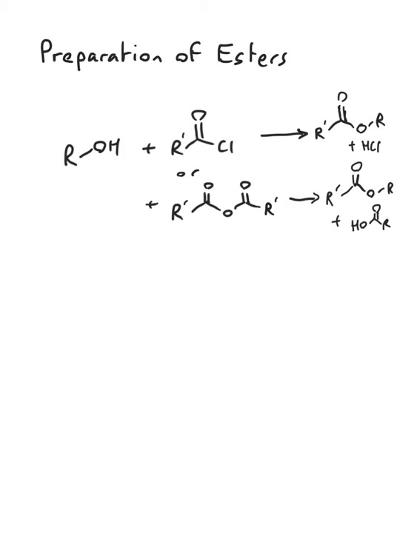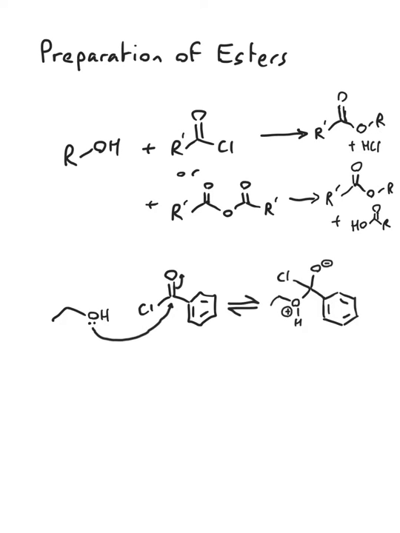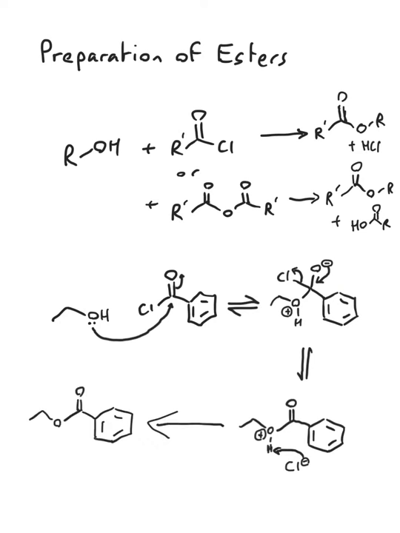Although the mechanism is very similar for both, we'll look at the mechanism of an alcohol reacting with an acyl chloride. The alcohol attacks the electrophilic carbonyl, forming the tetrahedral intermediate. The alkoxide then reforms the carbonyl, kicking out the chloride leaving group, after which a conjugate base removes the proton from the protonated ester to yield the final product.